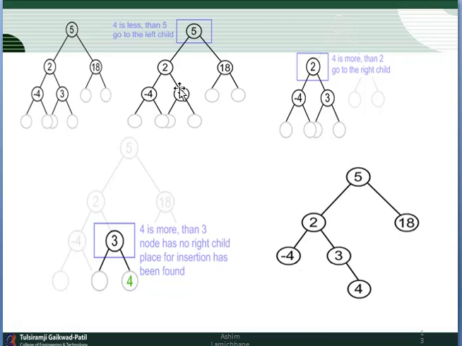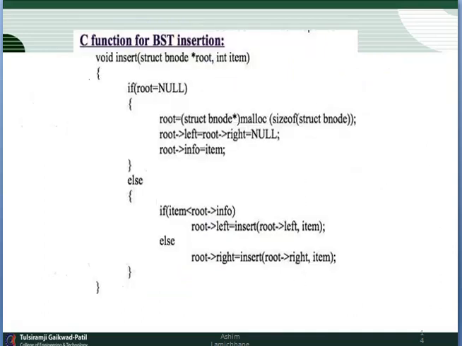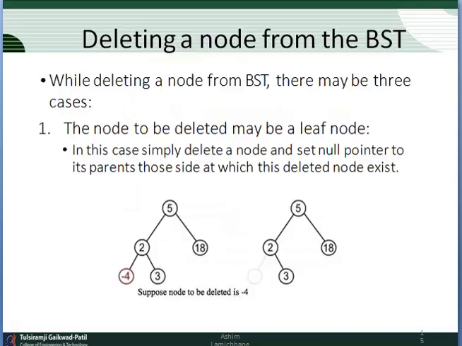While comparing it with 3, we find that 3 is less than 4, so we have to keep the new value on the right hand side of 3. So definitely the suitable position for the node 4 is on the right side. Finally, the diagram after inserting the new element will look like this. Next, this is the C function code for insertion.